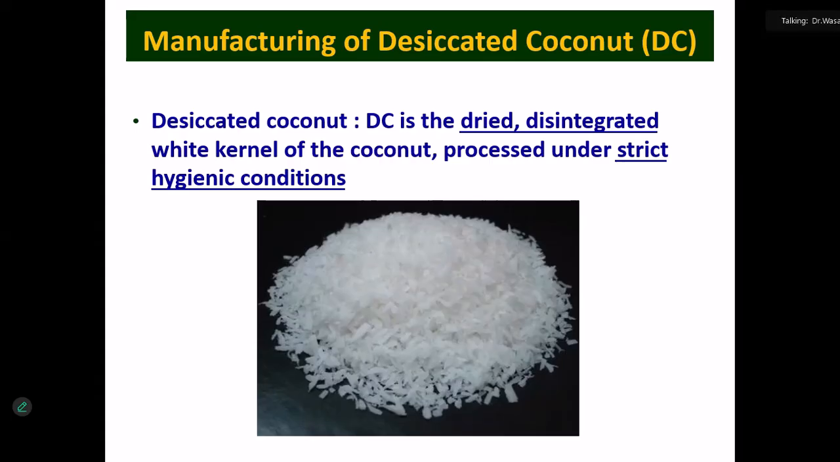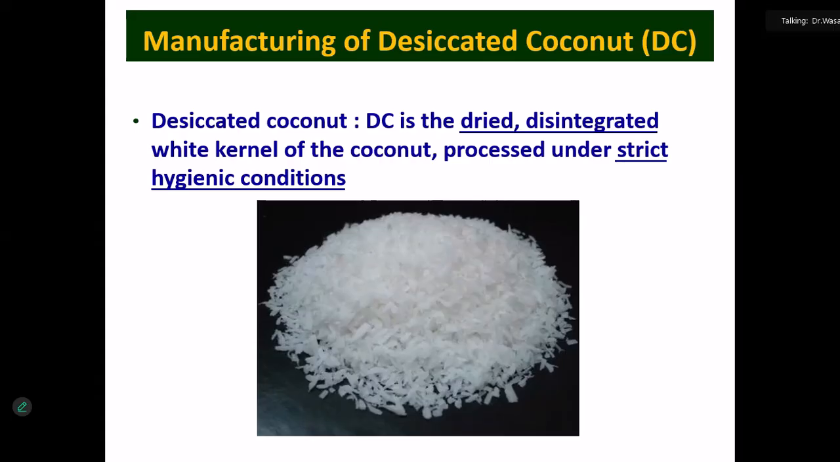In section 2 or 3, I have asked one of these. You have to discuss the steps. You have to draw the flow chart. What is the first step? What do you do there? What is the second step? What are the conditions? Third step, there are 10 steps. You should know them in detail. The DC manufacturing process.